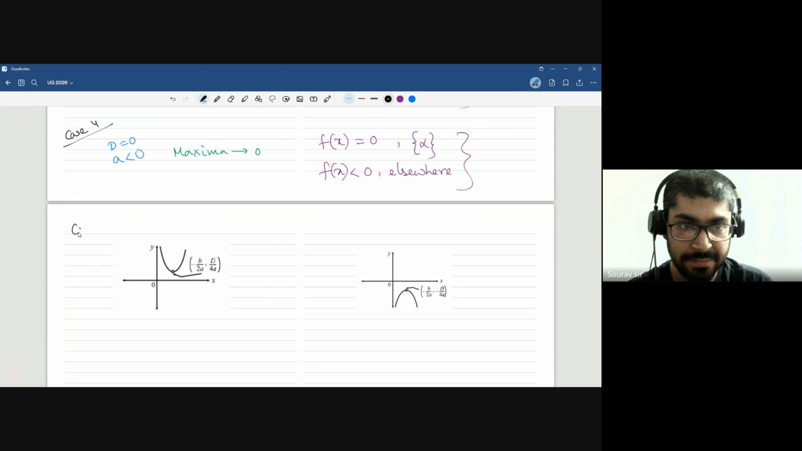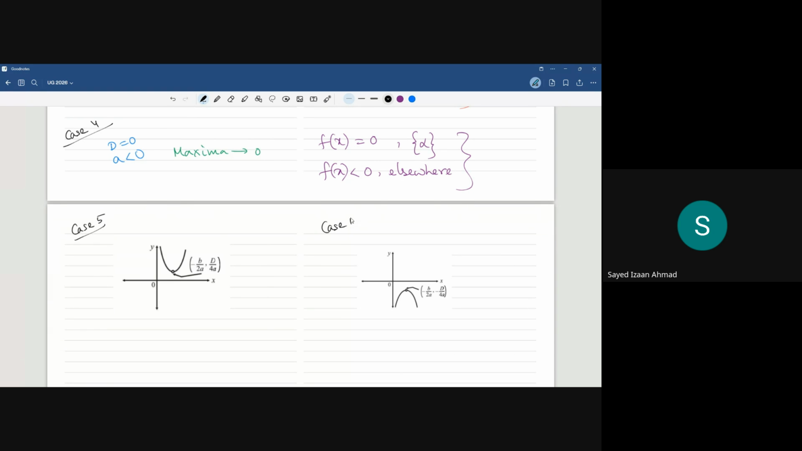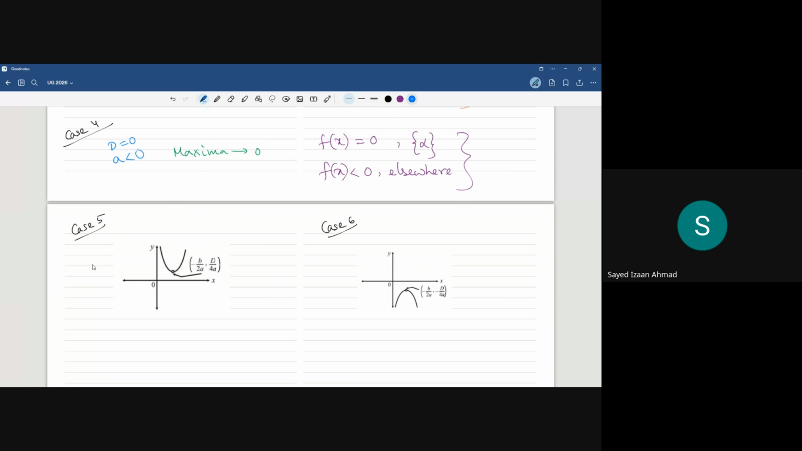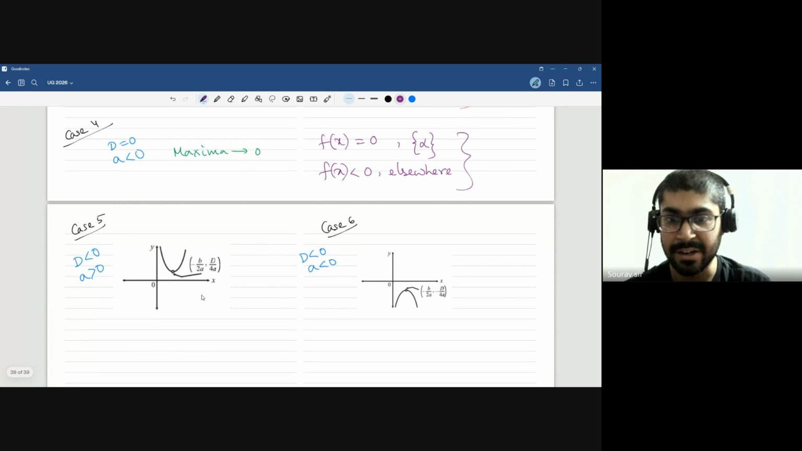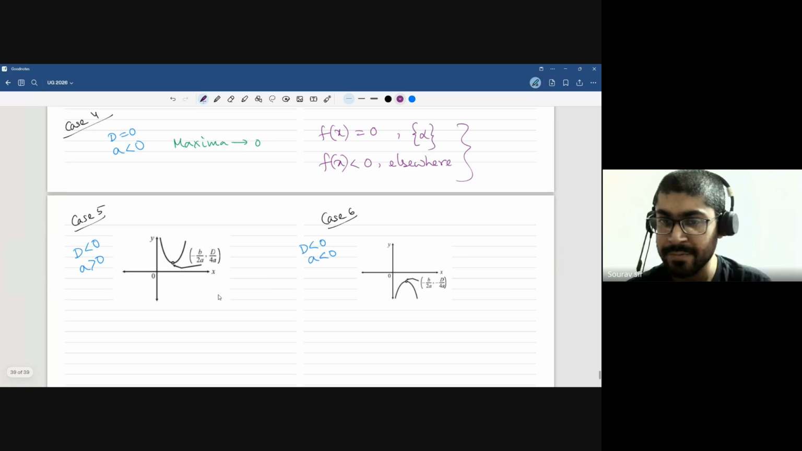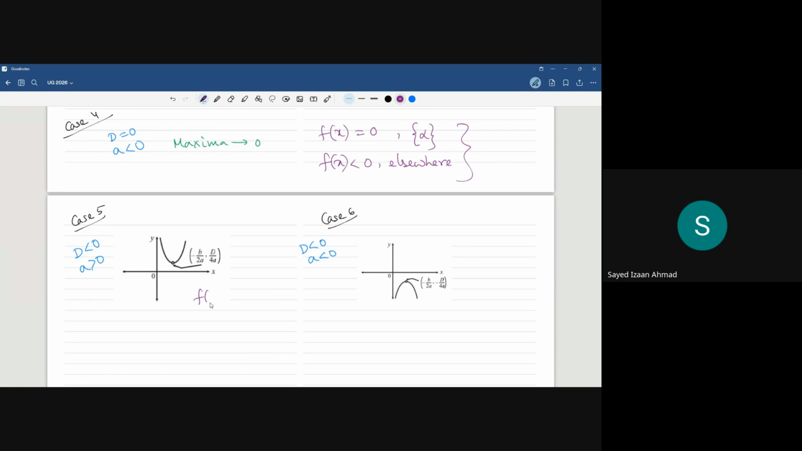Identify what happens here. D less than 0. Both? Yeah. And what about A? For the first one, it is greater than 0 and the second one less than 0. All right. So what can we conclude about f, the function here? Always greater than 0. And in the other case? Always less than 0. Very good.